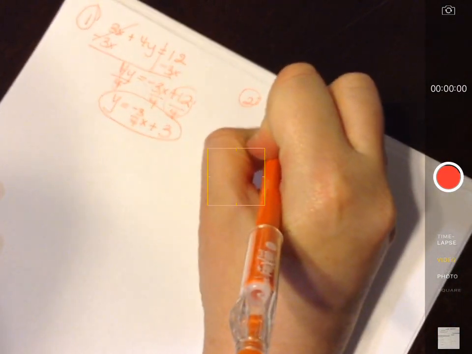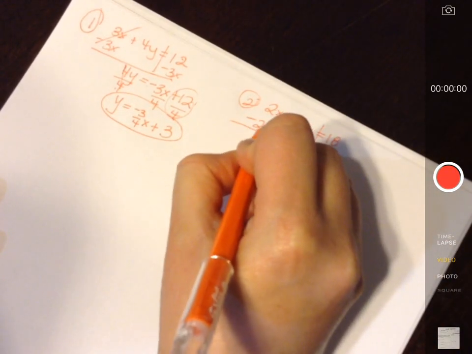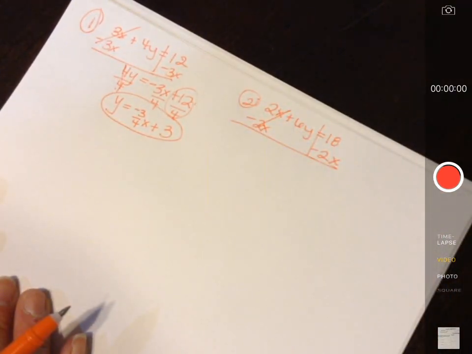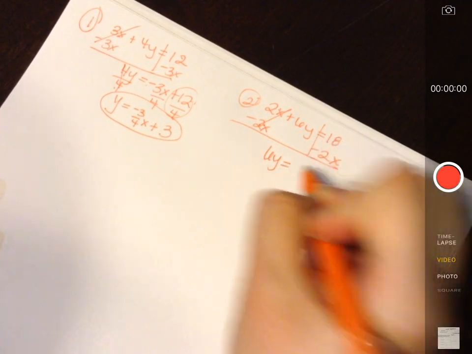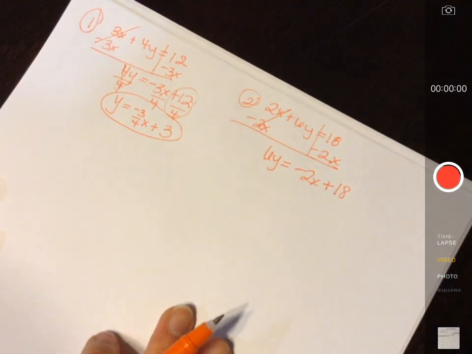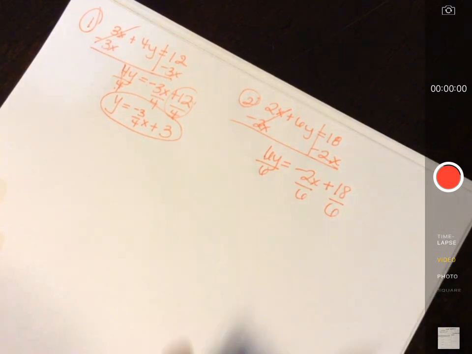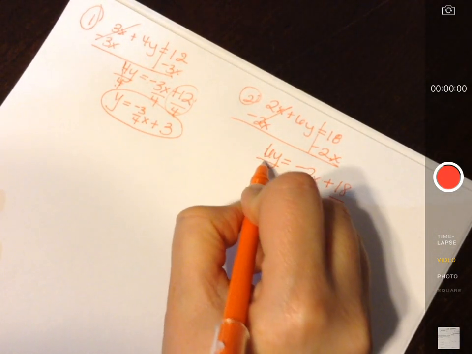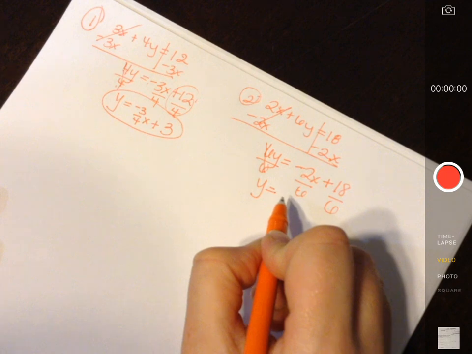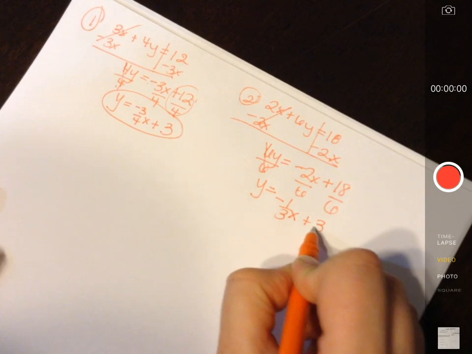Number 2 is 2x plus 6y equals 18. I want to move the 2x by subtracting it from both sides. That way this will cancel out because it equals 0. I then drop down my 6y equals negative 2x positive 18. From here I need to get rid of the 6, so I will divide 6 all the way through. 6 divided by 6 is just y. Negative 2/6 can be simplified to negative 1/3 x. 18 divided by 6 is positive 3.